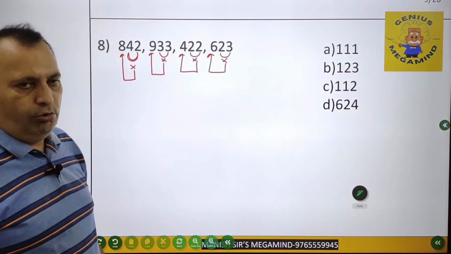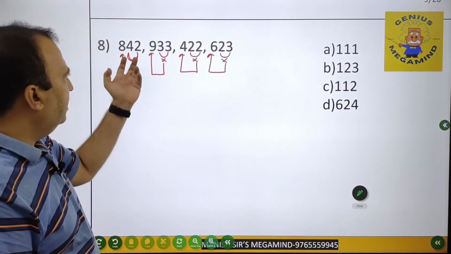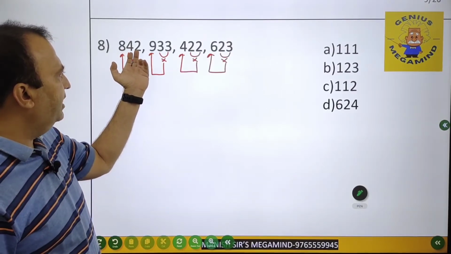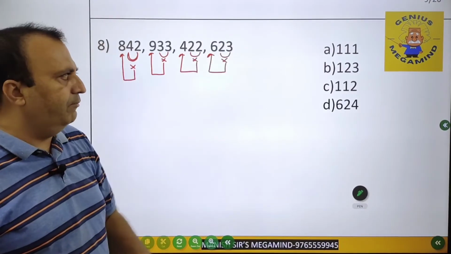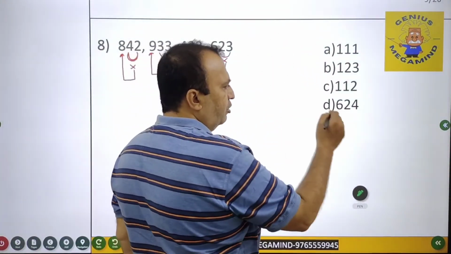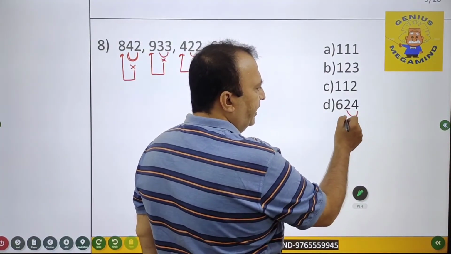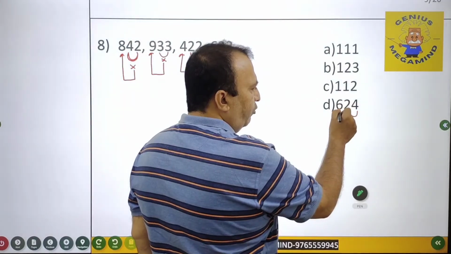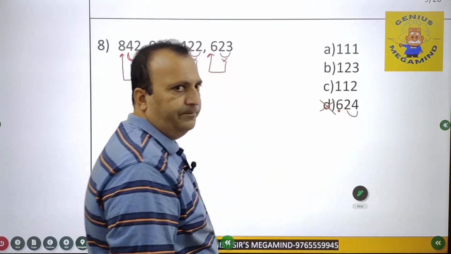So I have found a rule. The rule is the multiplication of the last 2 digits gives me the first digit of every number. So the same thing I have to check out. Now let's start from the last option. So 2 4s are 8. So over here they have given what? 6. So this is not possible.